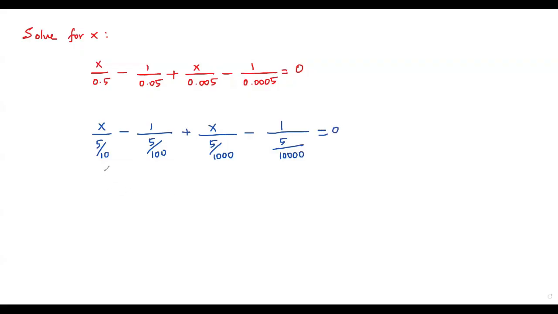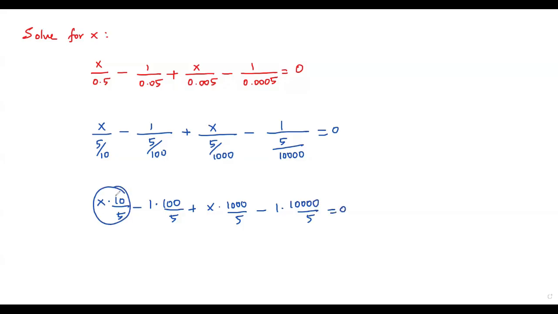Okay, then what we can do is I can write this x as it is. Now I change this division as multiplication. When I change the division as multiplication, I must get the reciprocal of the denominator over here. So the reciprocal of 5 over 10 is just 10 over 5. Negative, I write this 1 as it is and change this division as multiplication, get the reciprocal of this fraction, then it will be 100 over 5. Positive x times, we have to get the reciprocal for this one, then I'm getting 1000 over 5. Negative 1 times the reciprocal of this one is 10,000 over 5 equals to 0.